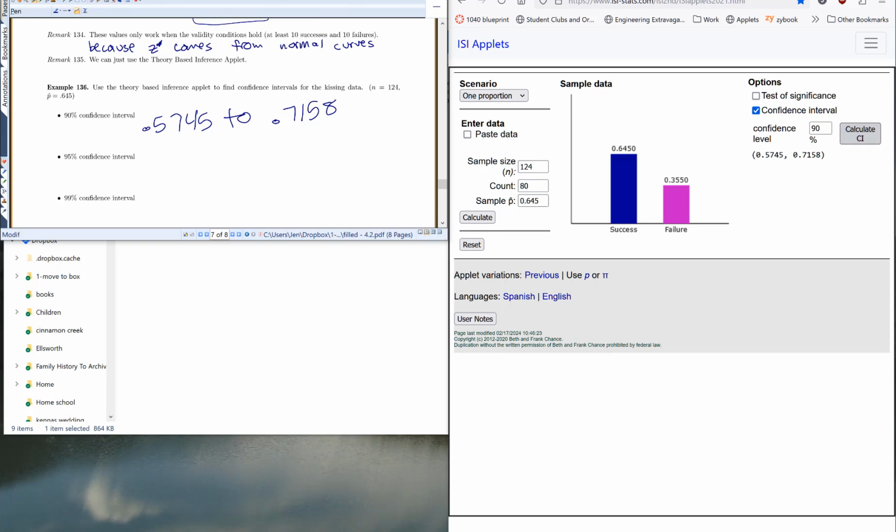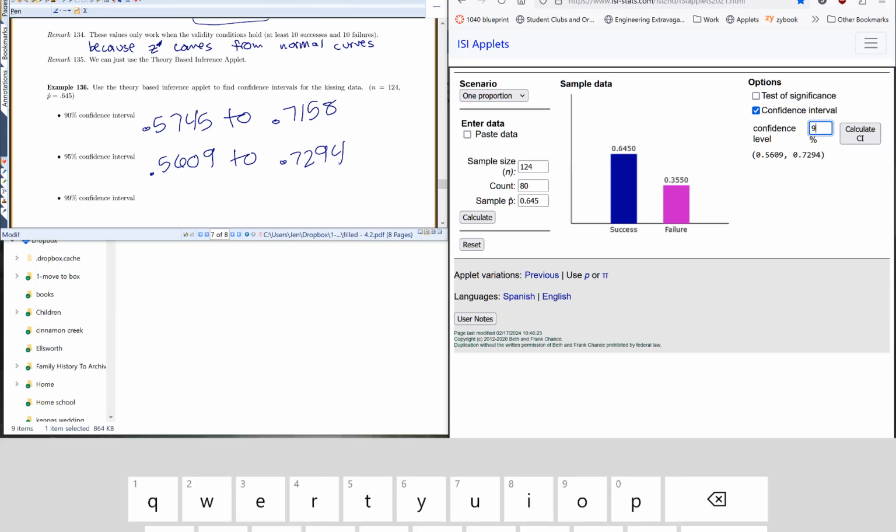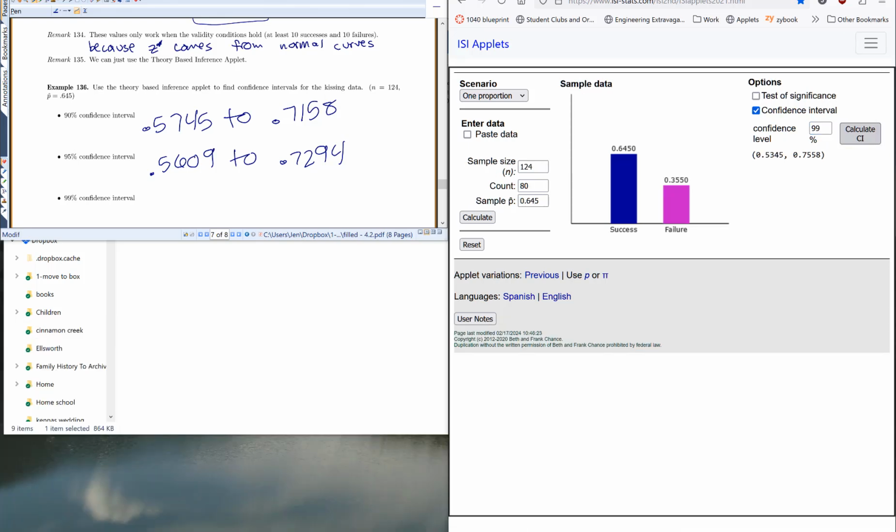Let's try 95%. I do find I have to be careful to actually click calculate the confidence interval. Half the time it doesn't actually change. Oh, I guess it did change. 0.5609 to 0.7294 is my 95%. And if I want 99%, click calculate. It's 0.5345 to 0.7558. So easy, so fast. We love our theory-based calculator.